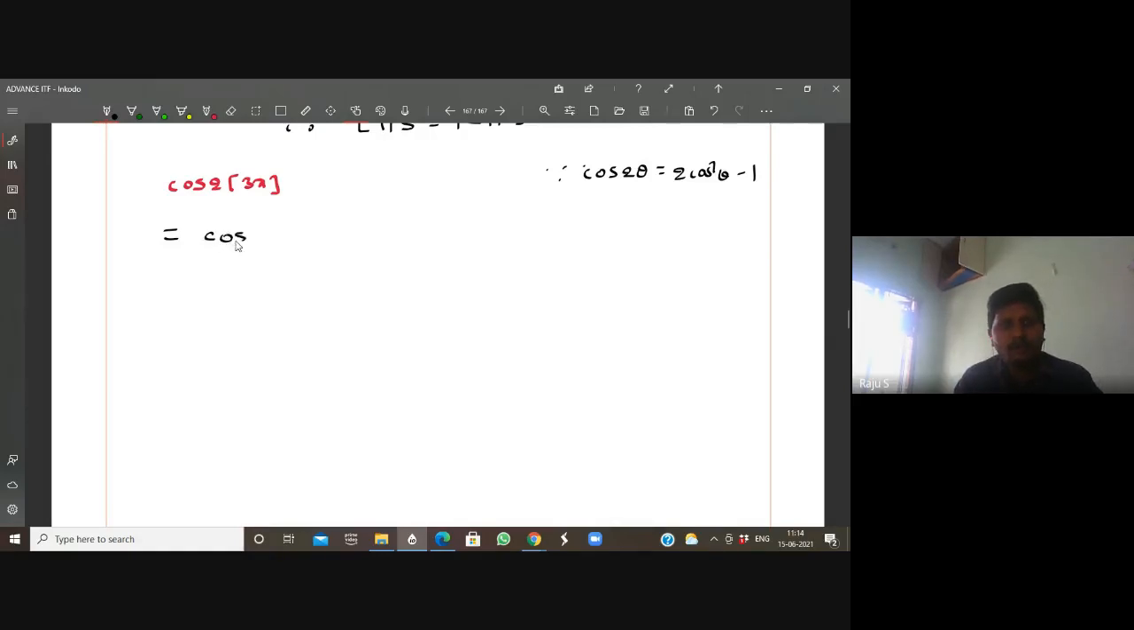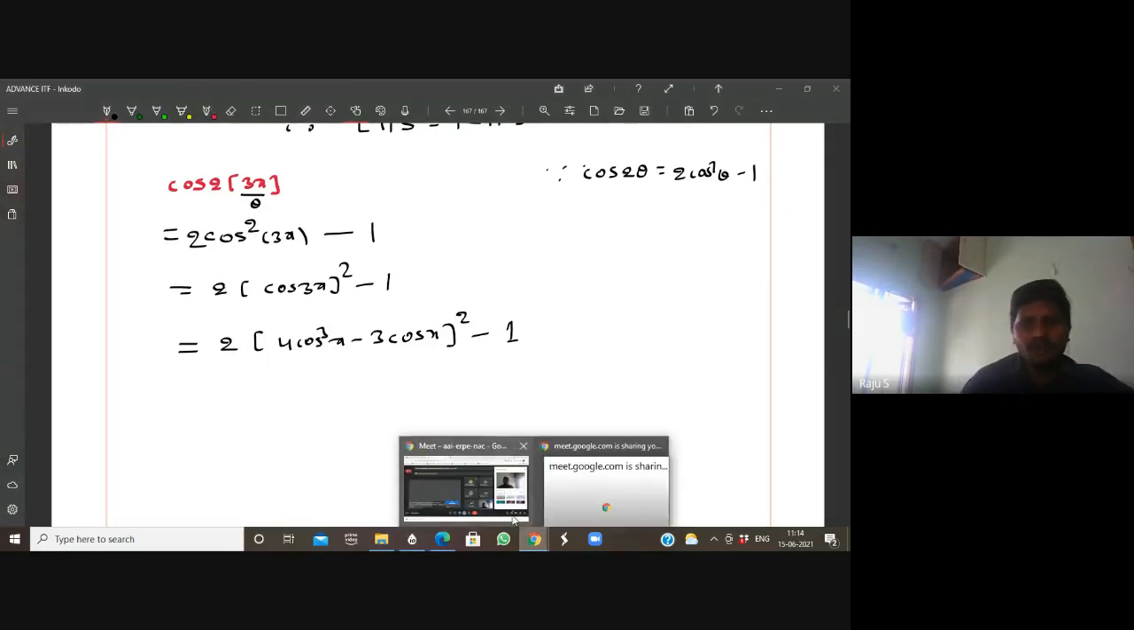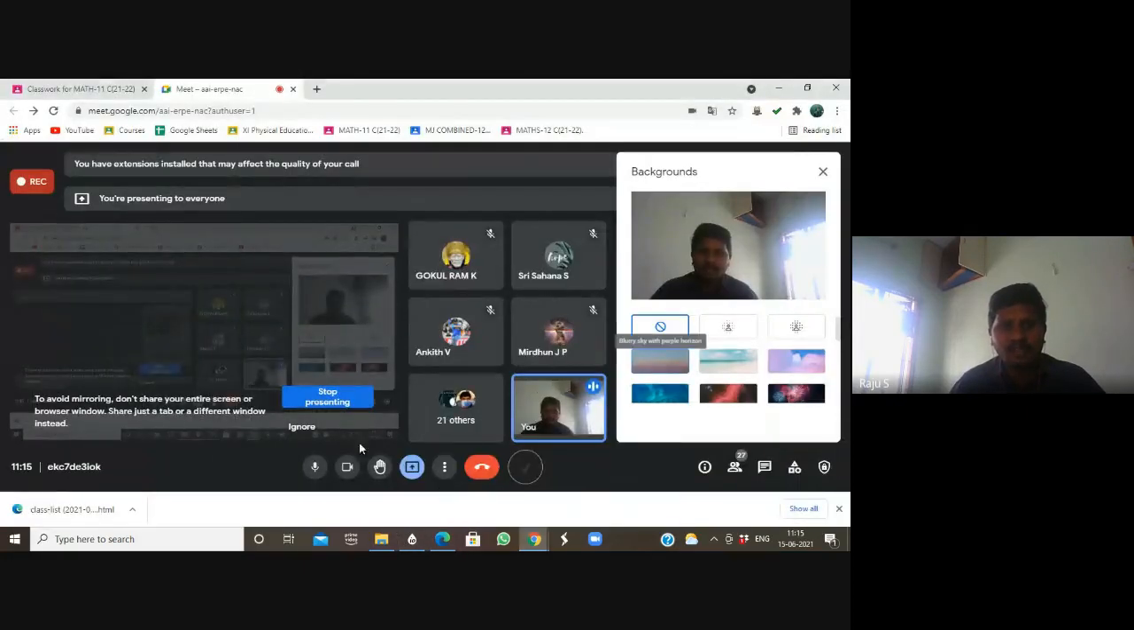Okay, so now cos, it is in the form of theta here. 2 cos square 3x minus 1. Now this can be written as 2 times cos 3x the whole square minus 1. Now the cos 3x formula: 2 times of cos 3x is 4 cos cube x minus 3 cos x the whole square minus 1. Am I right? All of you do this method. Do it and check it.